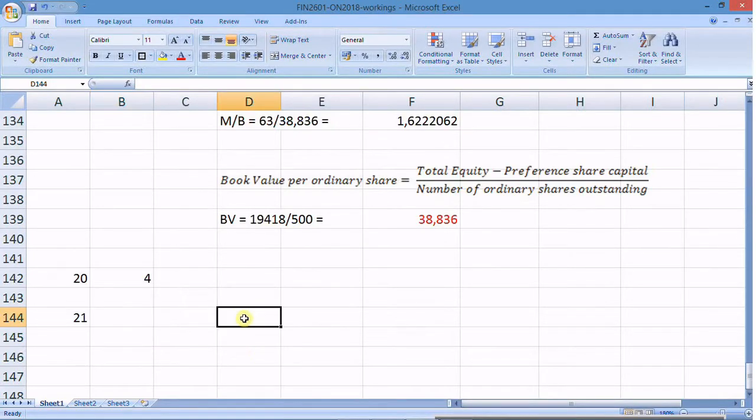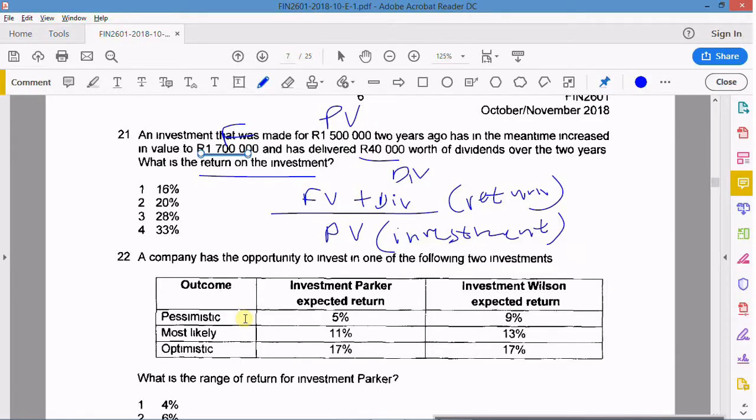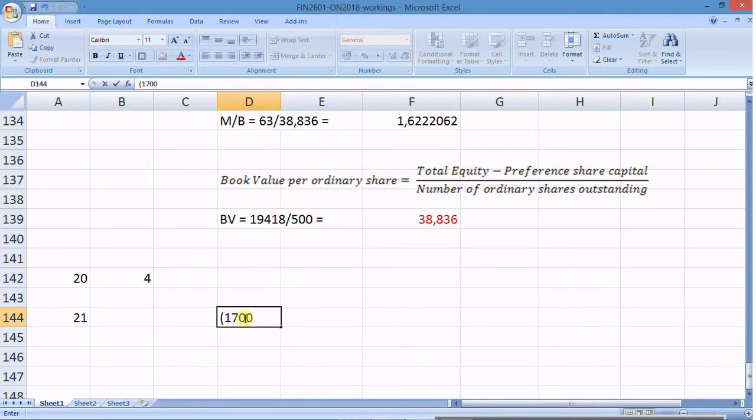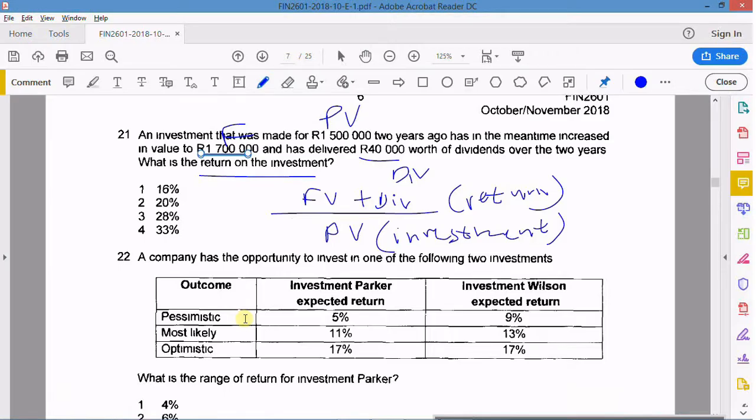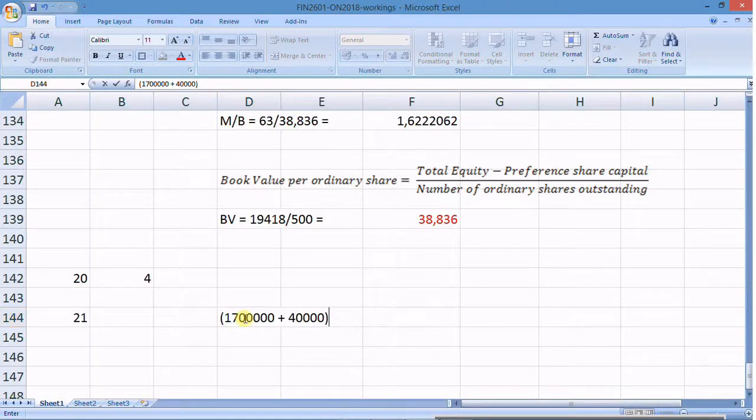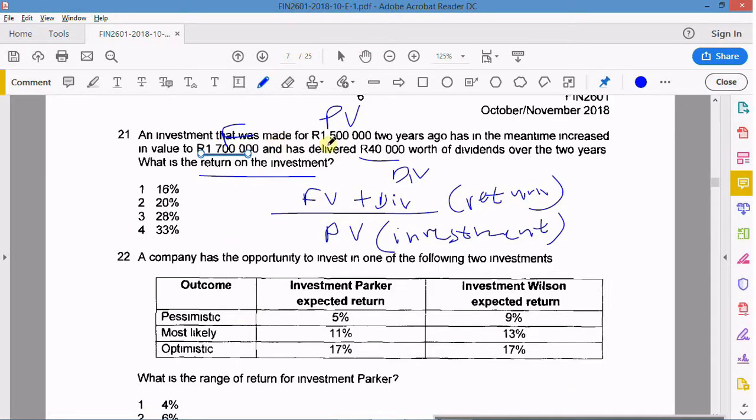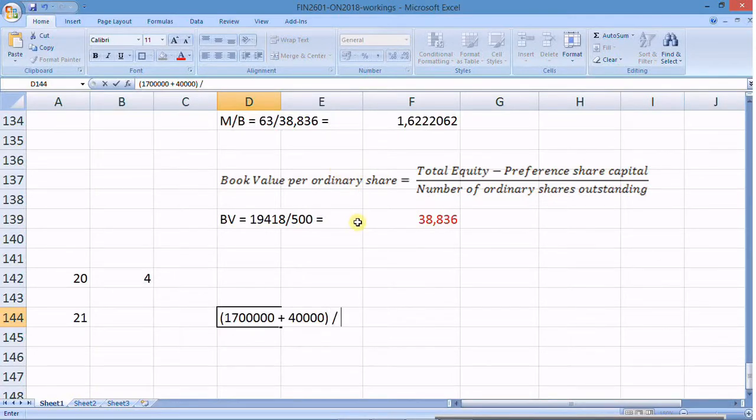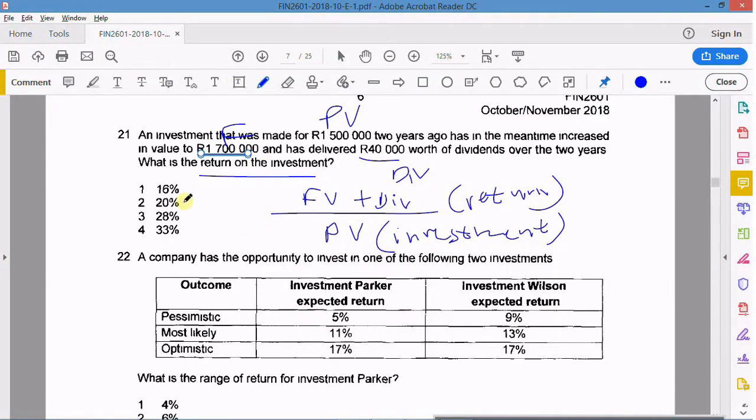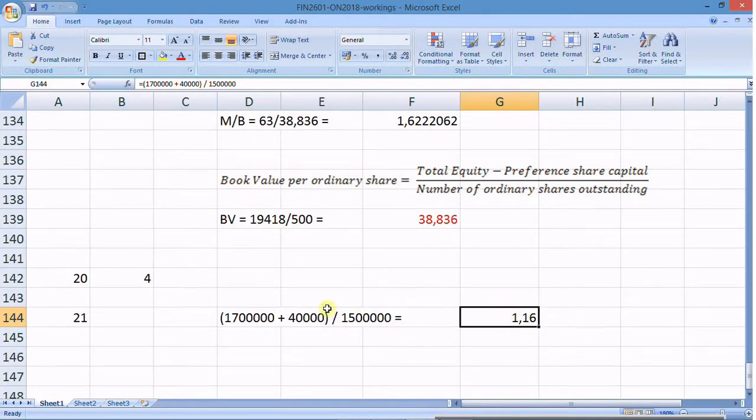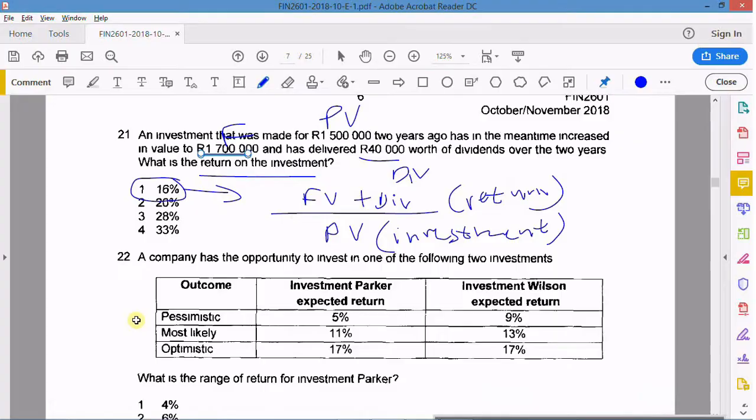Okay, so let's do that. Brackets, 1.7 plus 1,700,000 plus, was it 40 or 400? Divide by 1.5, the investment. Type that into the calculator. Copy, paste. 1.16. So 16%. Option one.